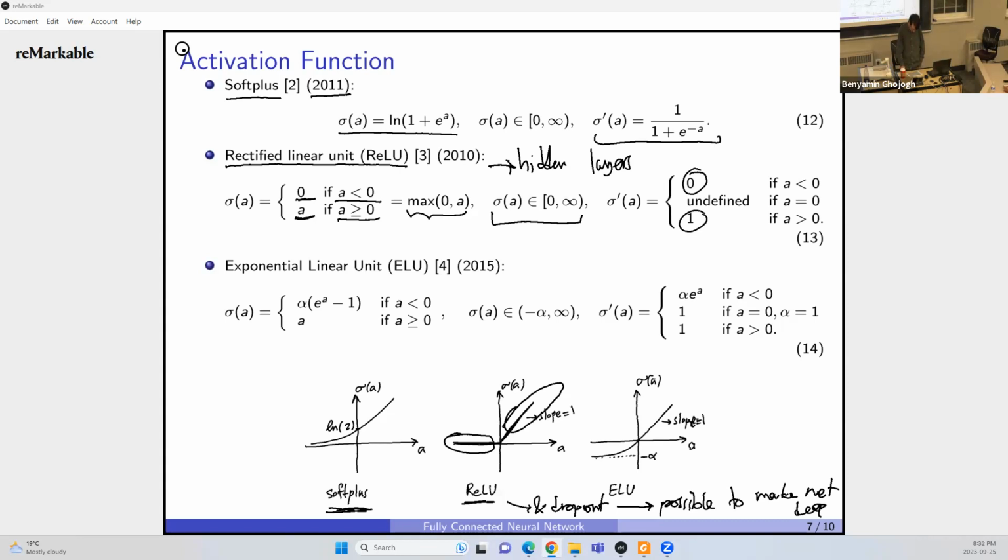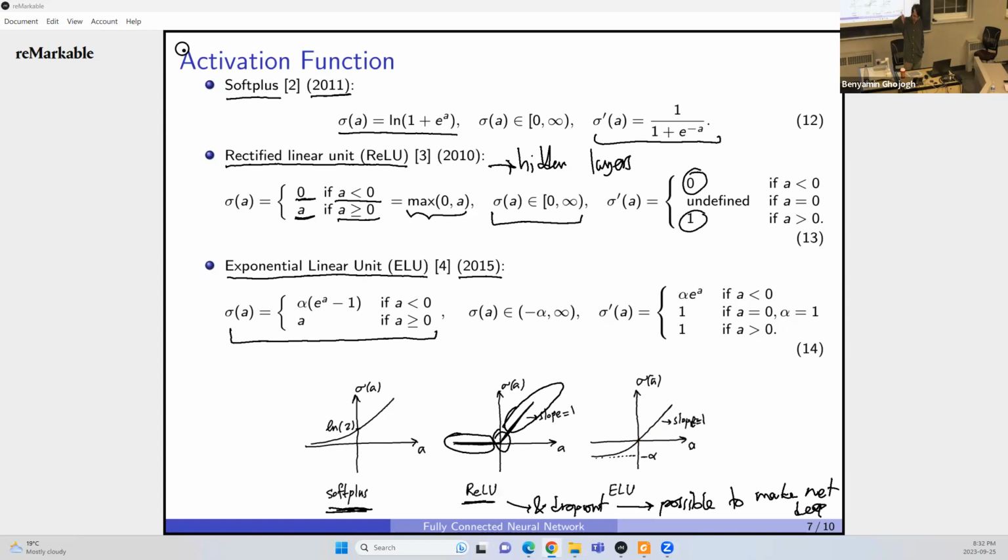Now, the other one. After ReLU, some people noticed one flaw with ReLU. And what was that? Non-smoothness here, right? So they said, let's resolve this non-smoothness of ReLU, and we have various variants for this. One of them is the exponential linear unit, or ELU, proposed in 2015. Its plot is shown here on the right-hand side.